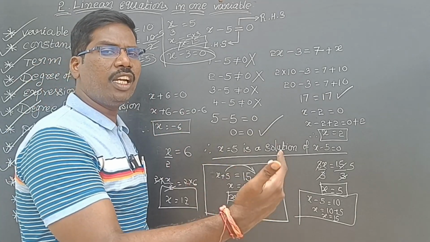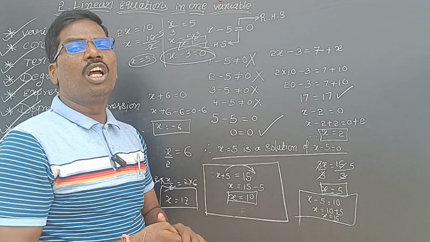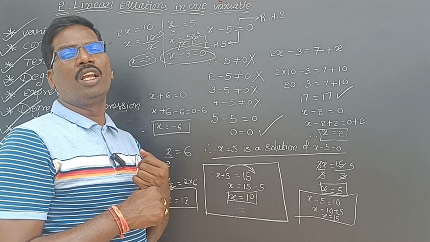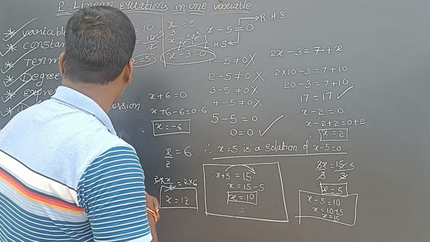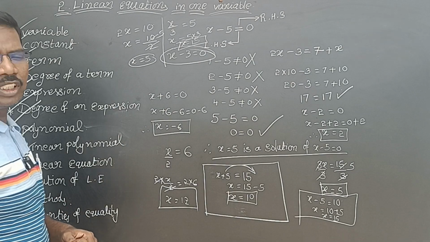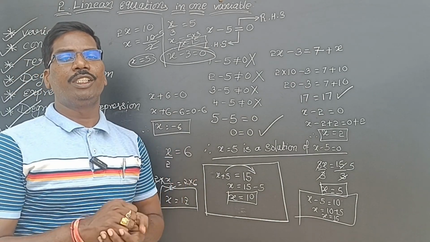So from left side to right side or right side to left side, both are the same. The same properties will be there, vice versa. So those are the methods. Next we'll see properties of equality.